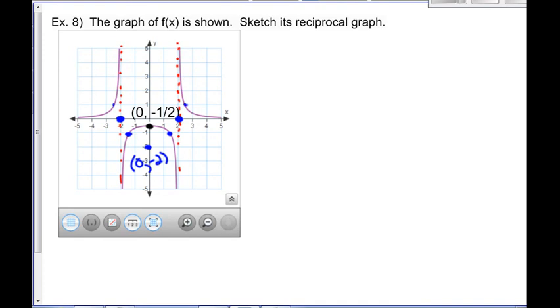or positive 1. And in the end, we know that this is going to be big values because they were small positive values on the original. Guess what I get? That's right, a parabola. So the reciprocal of one of those weird sort of three-part looking ones is going to be one of these parabolas.